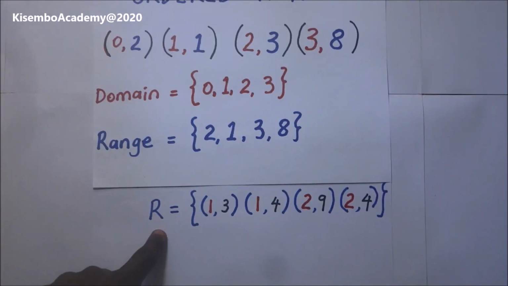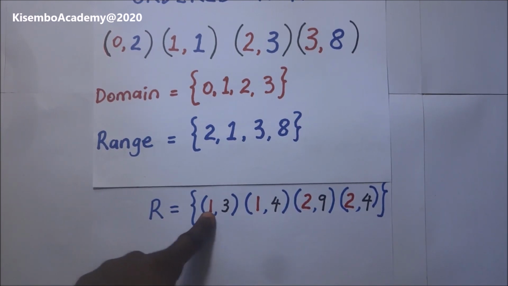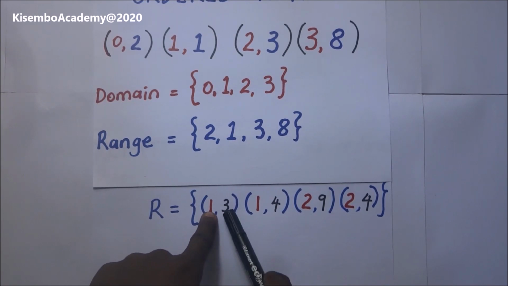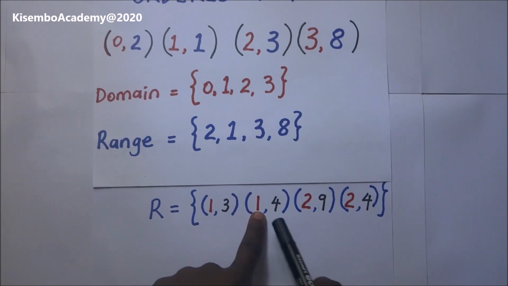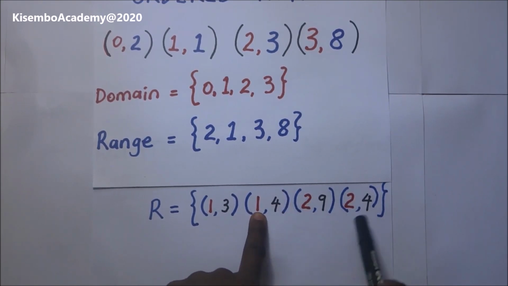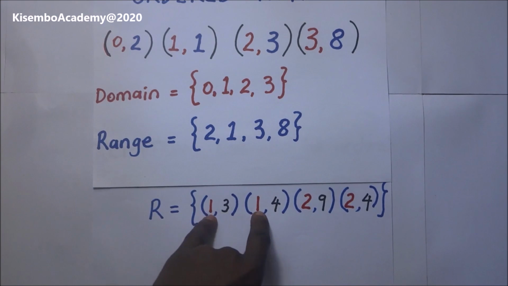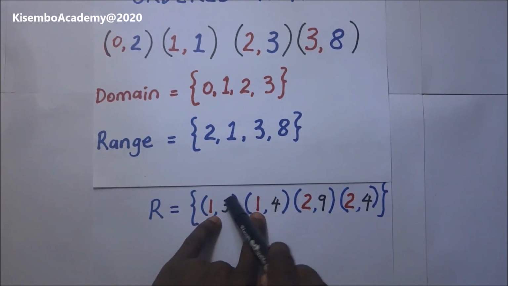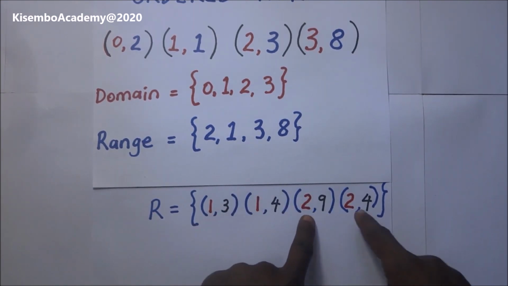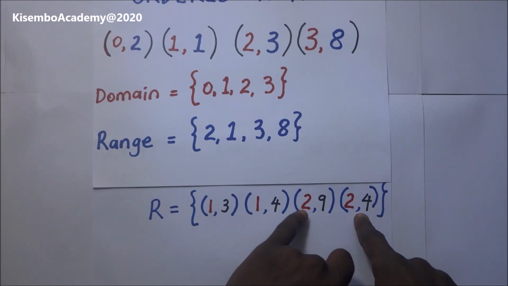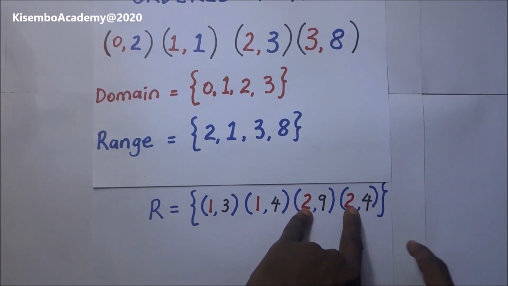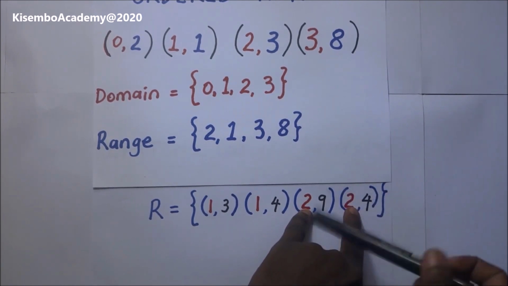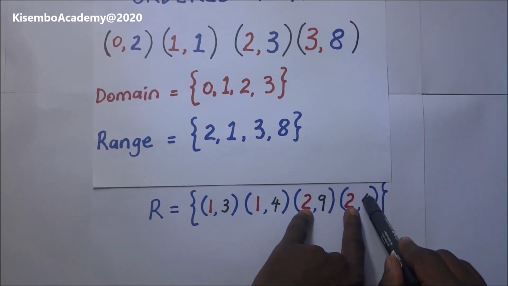If you look at this illustration R, these are ordered pairs. If you look at these ordered pairs R, you find that when we feed in 1 as the input, we are getting 3 as the output. Again, this very 1 is giving another output here of 4. So what does this mean? This means that the same input 1 is giving us 2 different outputs. Likewise, in these other 2 ordered pairs, when the input is 2, it is giving us 2 different outputs, which are 9 and 4.